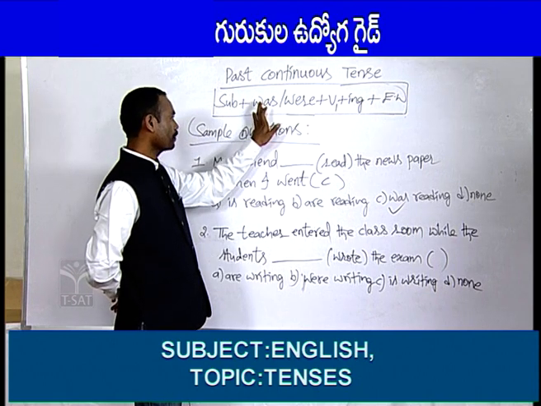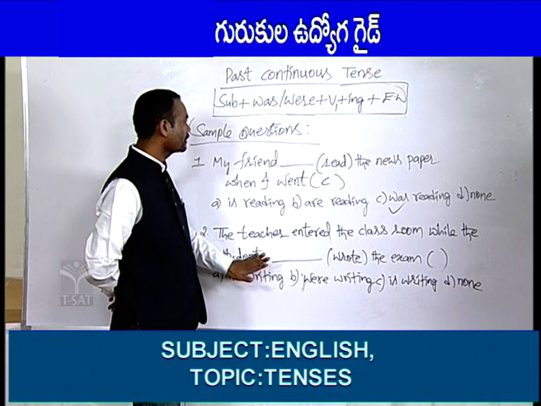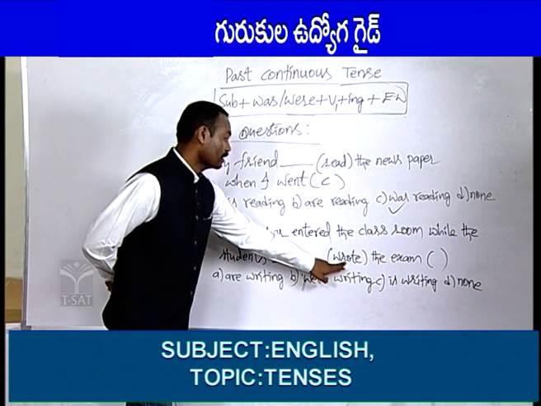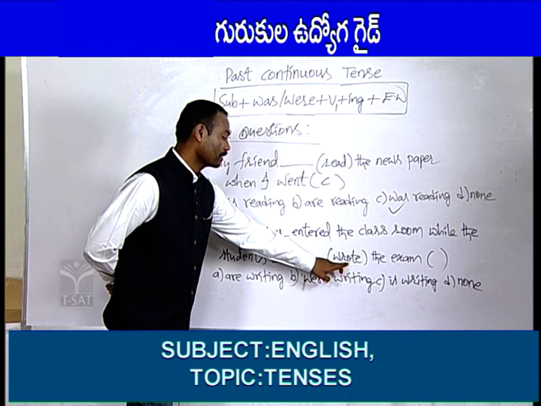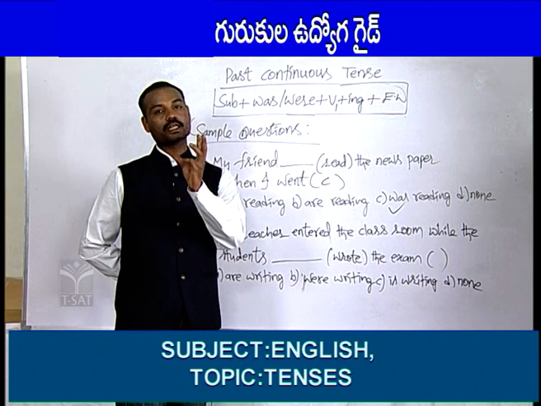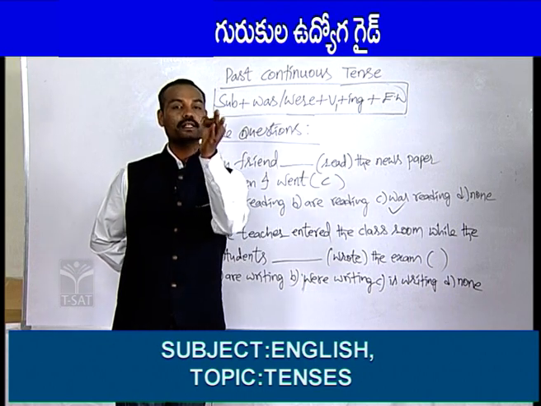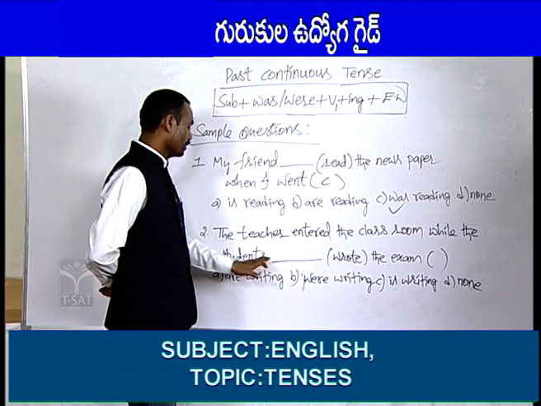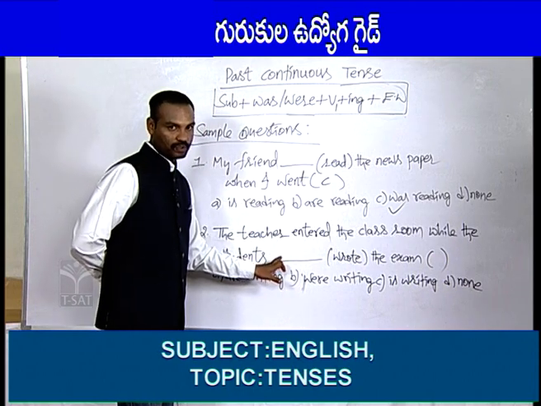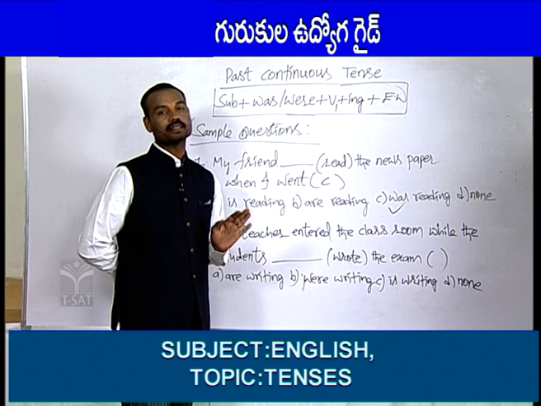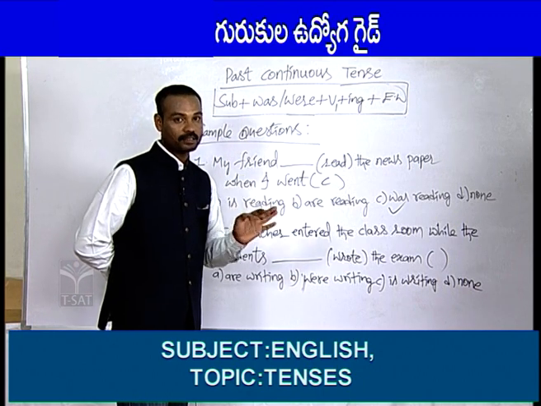Student means we can take was. Students, the subject is students here. Were should be taken. Next, write plus V1. Here they have given V2, but we should not use V2 in past continuous. In past continuous, we should always use V1 plus ing form. So write plus ing form, writing. After students, we should use were, plus write plus ing form, writing. Were writing is the answer here.